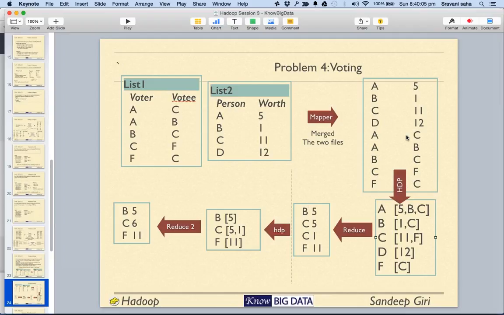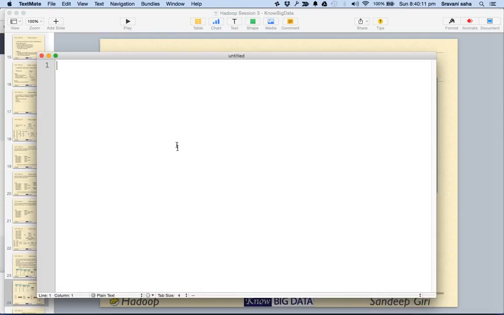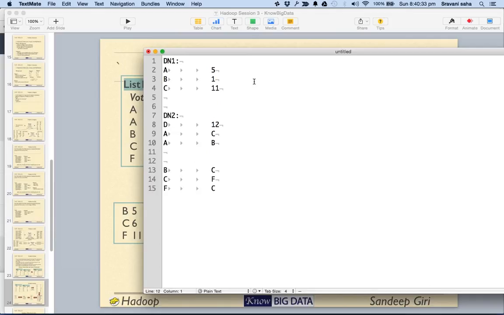Okay, so should I just take this out? Let me demonstrate to you what is going to happen. Imagine we have these columns. There are too many tabs between, so don't bother about it. Imagine that there is data node 1 containing this, data node 2 containing this, and data node 3 containing this.